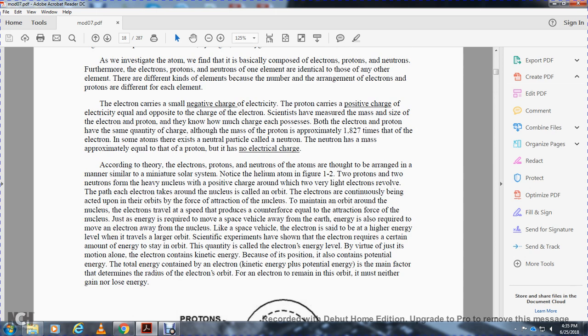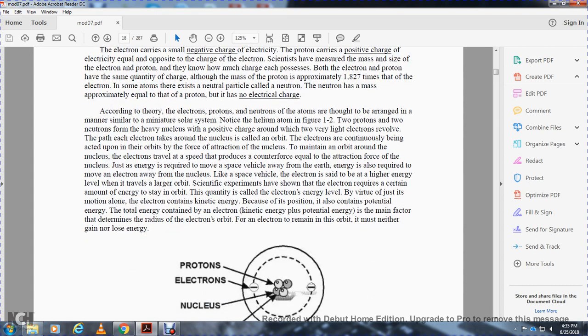Since scientists have measured the mass and size of the electron and proton, they now know how much charge each possesses. Both the electron and proton have the same quantity of charge. Although the mass of the proton is approximately 1,827 times that of the electron, some atoms also contain a particle called the neutron. The neutron has a mass approximately equal to the proton but has no electrical charge.